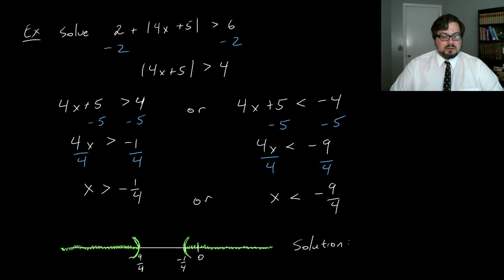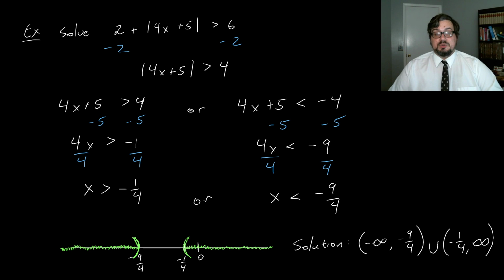So first we start with the left-hand interval. The left-hand interval goes from negative infinity, because it has no left boundary, up to negative 9/4 with a parenthesis, because negative 9/4 is not included. And then we have the interval from negative 1/4 to positive infinity, and then we connect those two with a union, meaning that our solution set is all of the points that lie in either of those two intervals.